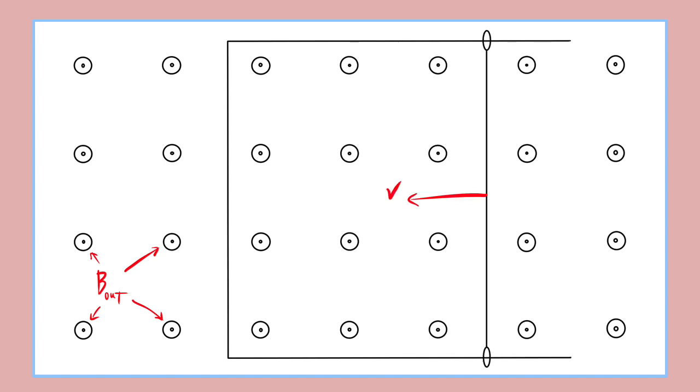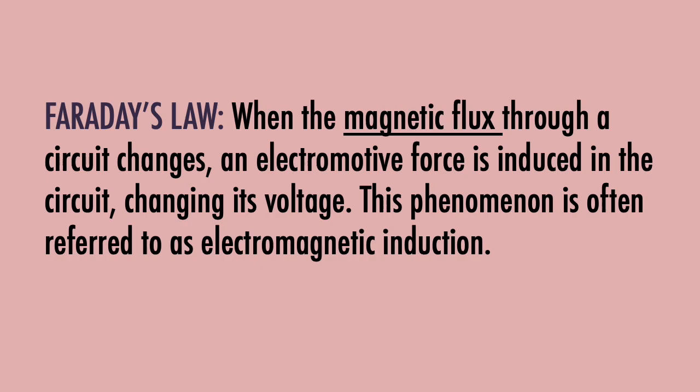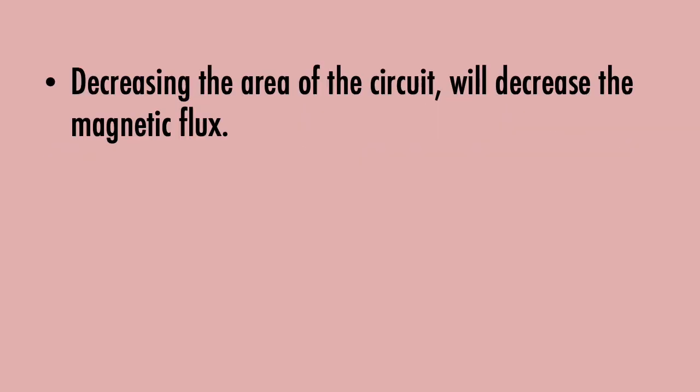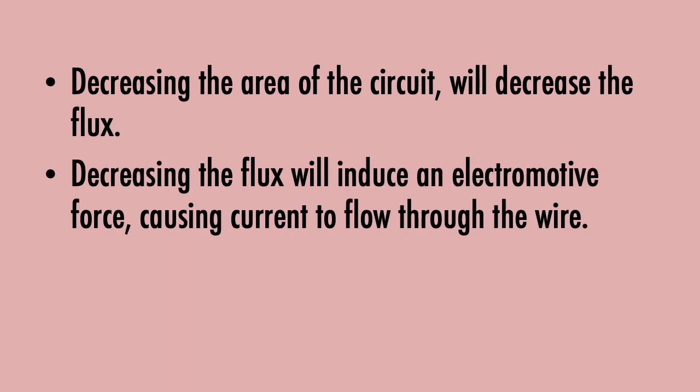Now let's imagine that we begin sliding the free end of the loop to the left, as shown in the illustration. This sliding is going to change the area of the loop, and therefore change the magnetic flux. Now, according to Faraday's law, a change in magnetic flux will create an electromotive force, which then causes the electric current to flow. So in our case, decreasing the area of the loop will decrease the magnetic flux. This decrease in magnetic flux will then create an electromotive force, causing current to flow through the circuit.